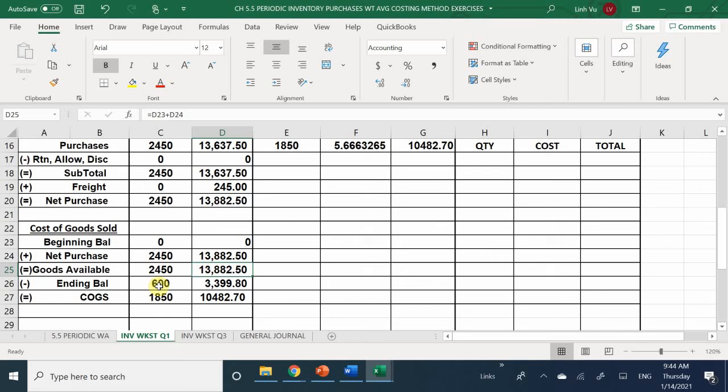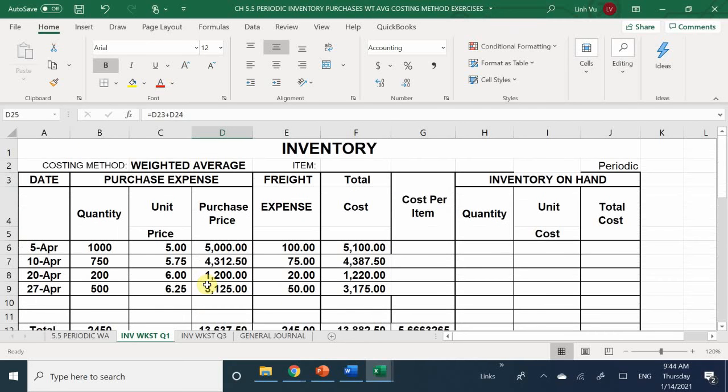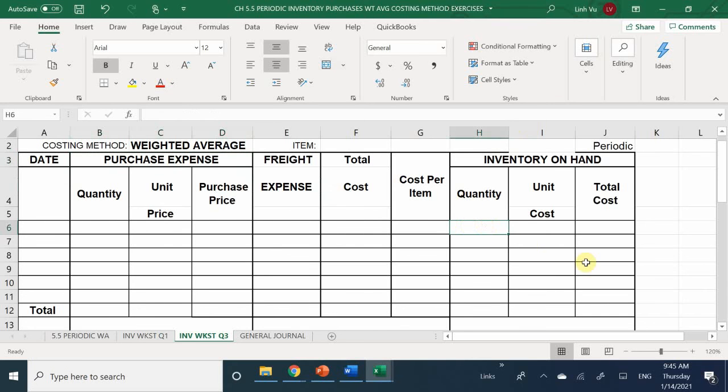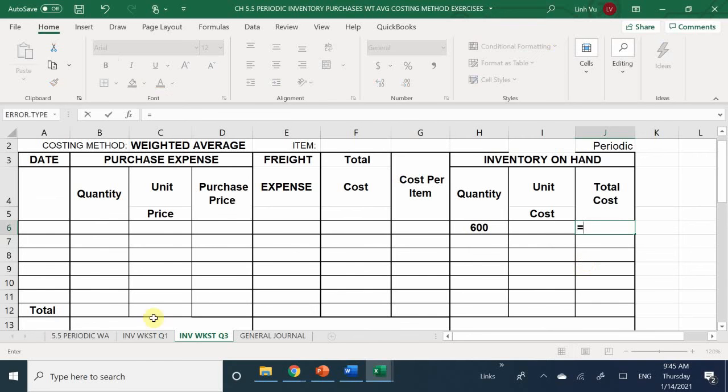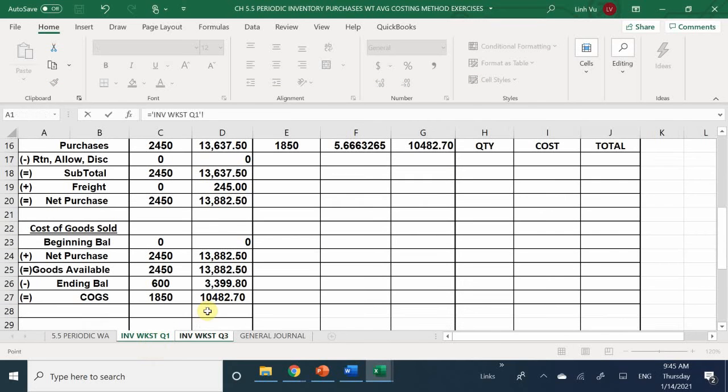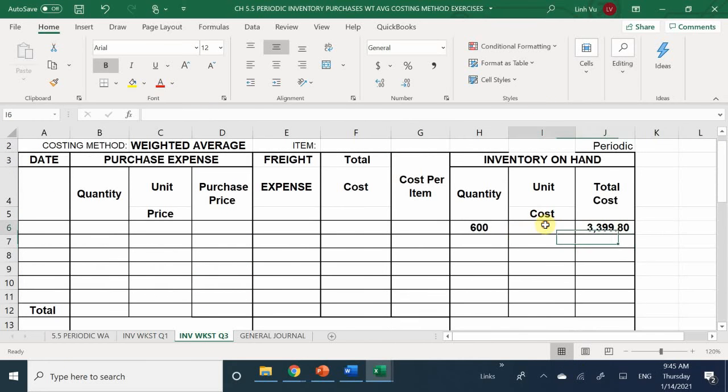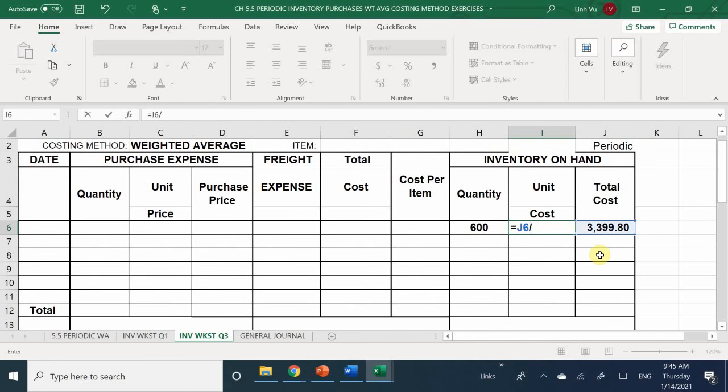Now, with this notion, because we are using weighted average, when we're actually transferring the information over, you transfer it over as a group or as the average cost. We don't need to separate which one came first. We don't need to do any of that. We just do a straight over and we bring it over into our inventory on hand. So we had 600 units, and it cost us $3,399.80, right?